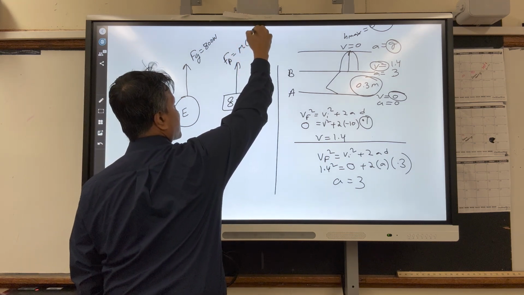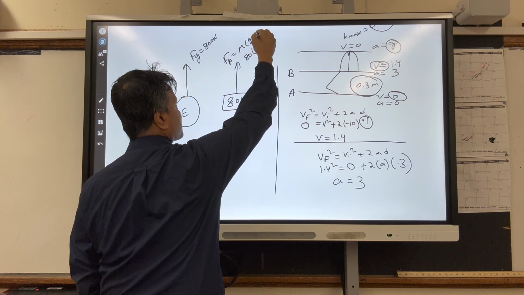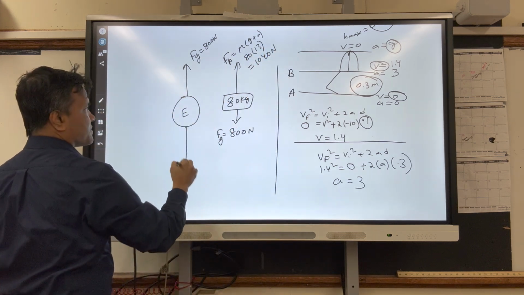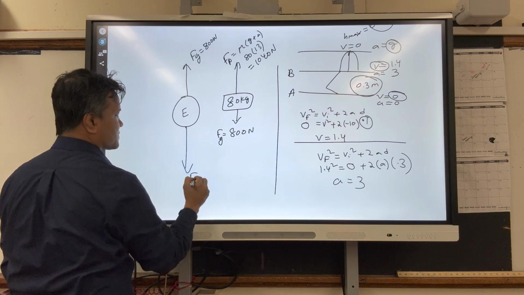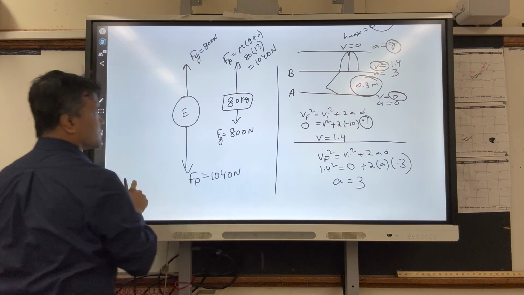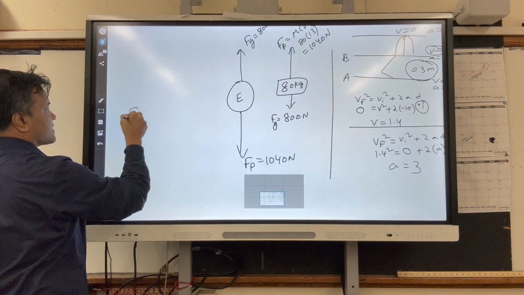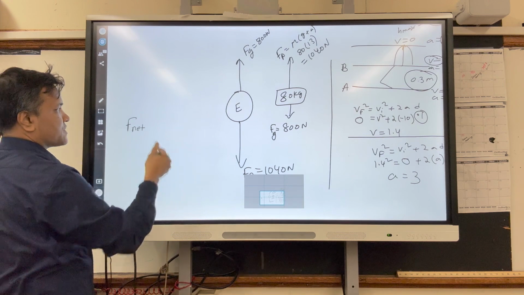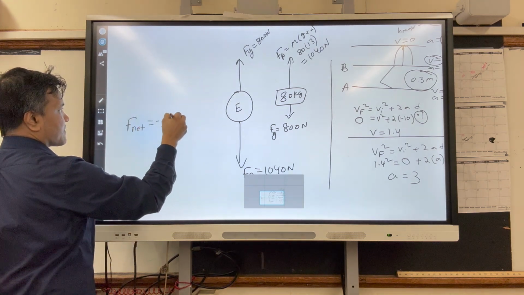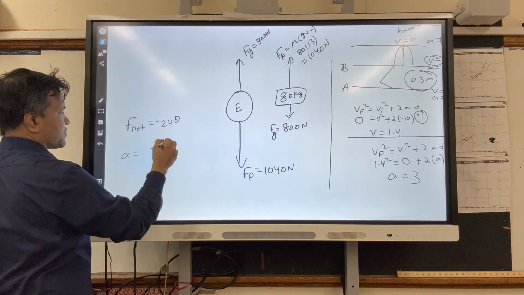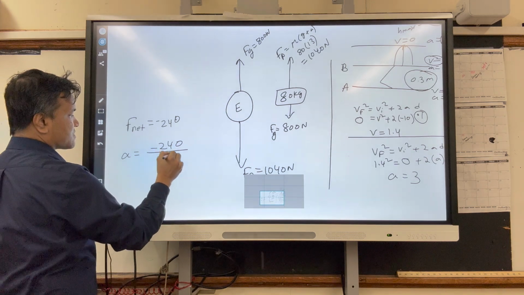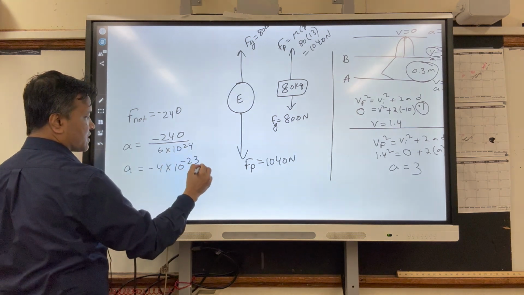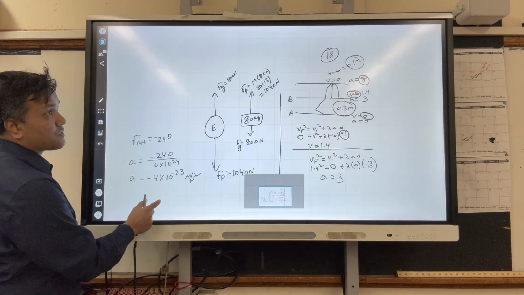It is mg plus ma. So 80 times g, which is 10, plus a, which is 3.13, which is 1040 Newton. So if that one is 1040 Newton, this one is also 1040 Newton. So what is the net force? F net is 800 minus 1040, so negative 240. So acceleration is negative 240 divided by 6 times 10 raised to 24, right? So acceleration is negative 4 times 10 raised to negative 23 meter per second squared. That is problem number 18.